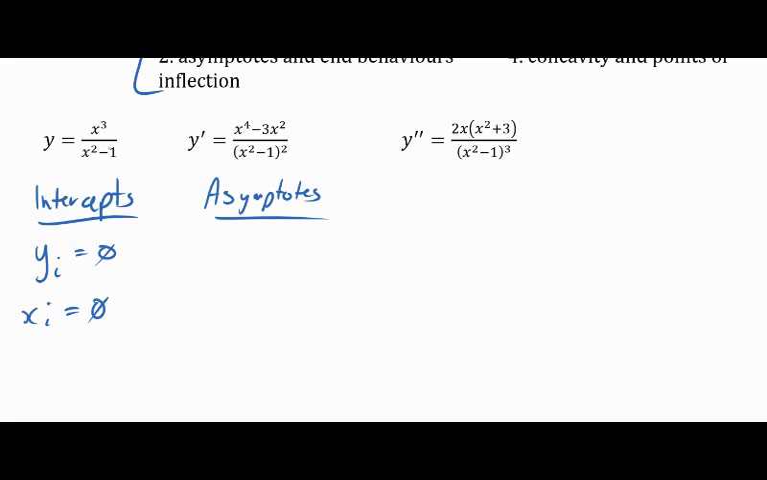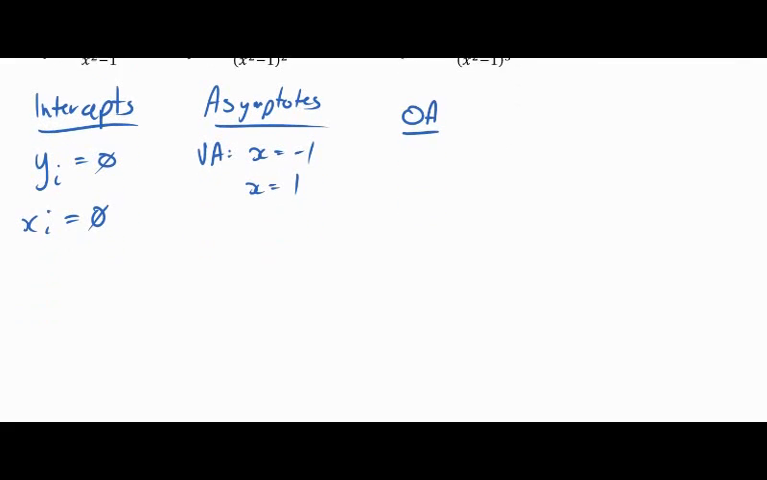Vertical asymptotes are when the denominator of the function is equal to 0. So x equals negative 1 and x equals positive 1. And then you have to decide, does this function have a horizontal asymptote or an oblique asymptote? And this one's oblique. So we're going to figure that out after. We'll do the behavior around the vertical asymptotes first.